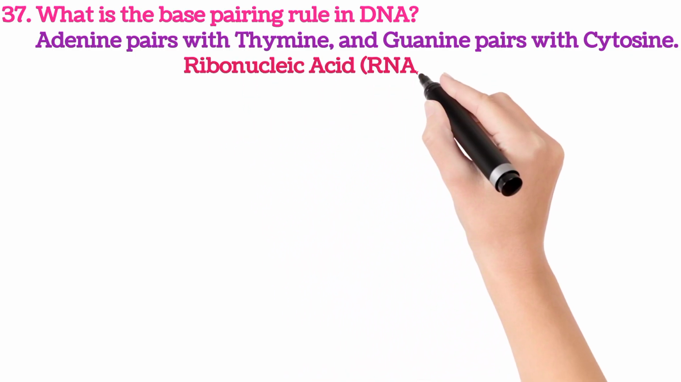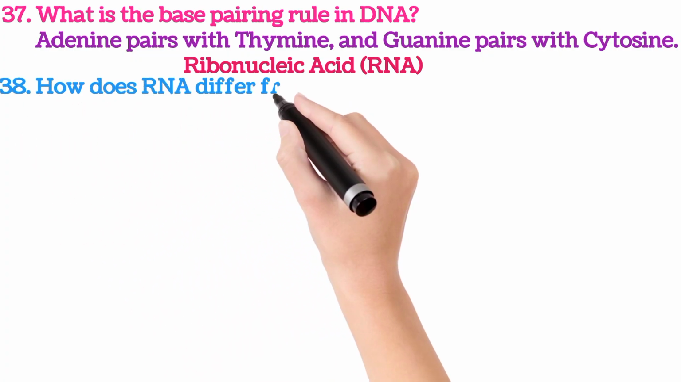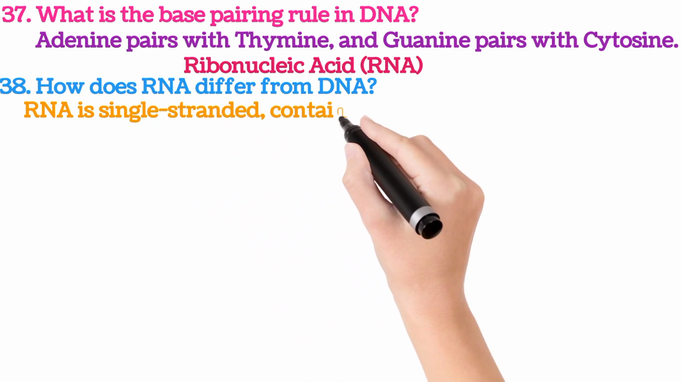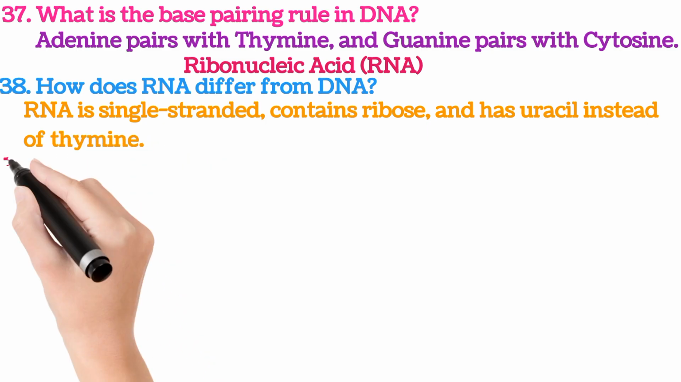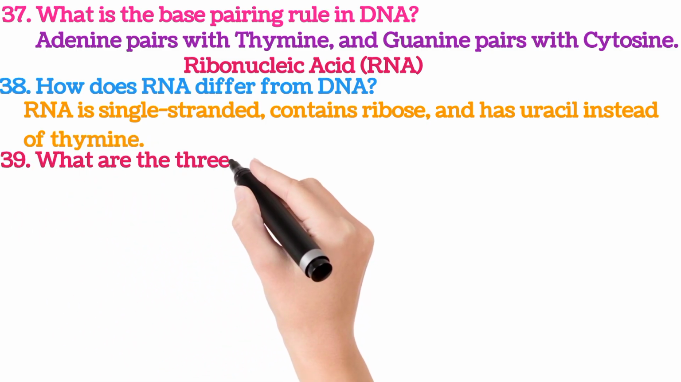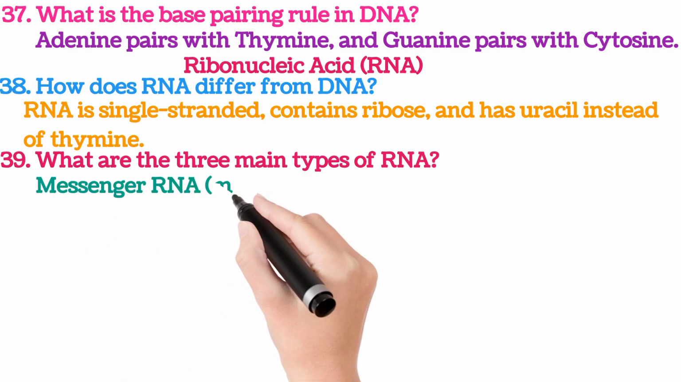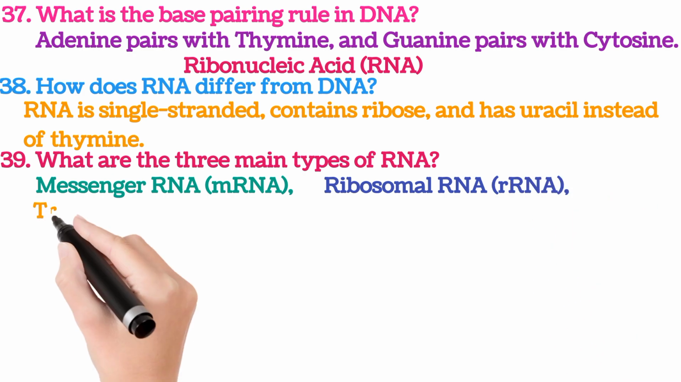2.26 Ribonucleic acid, RNA. 38. How does RNA differ from DNA? RNA is single-stranded, contains ribose, and has uracil instead of thymine. 39. What are the three main types of RNA? Messenger RNA, ribosomal RNA, and transfer RNA.